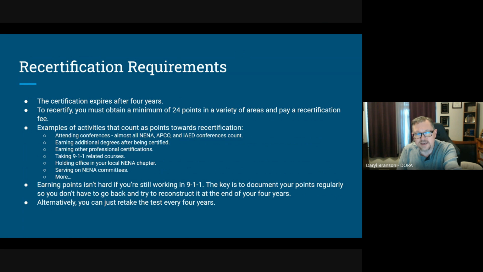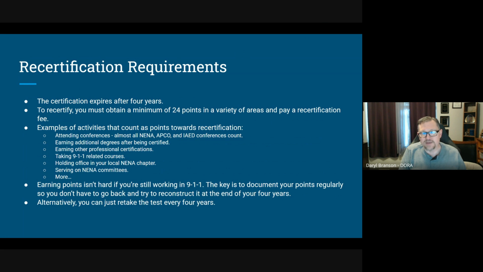Examples of activities that count as points towards recertification: attending conferences. Almost all NINA, APCO, and IAED conferences count towards your points for attending conferences. If you earn any additional degrees after being certified, that counts as points. Earning any other professional certifications counts as points. Taking any 911 related courses, holding office in your local NINA chapter, serving on NINA committees, and there are several other categories on the recertification form. So they give you lots of ways to earn points.